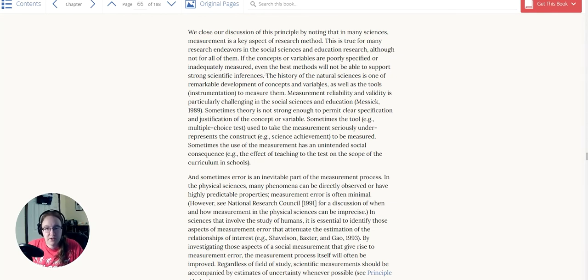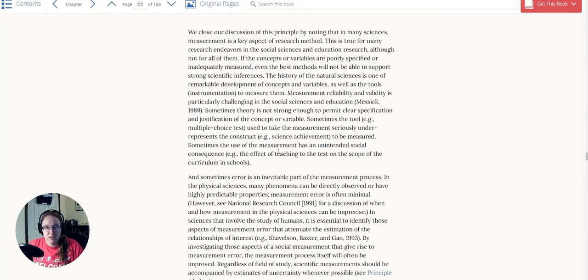The history of natural sciences is one of remarkable development of concepts and variables, as well as the tools, instrumentation to measure them. Measurement reliability and validity is particularly challenging in the social sciences and education. Sometimes theory is not strong enough to permit clear specification and justification of the concept or variable. Sometimes the tool, a multiple choice test for instance, used to take the measurement seriously underrepresents the construct to be measured.